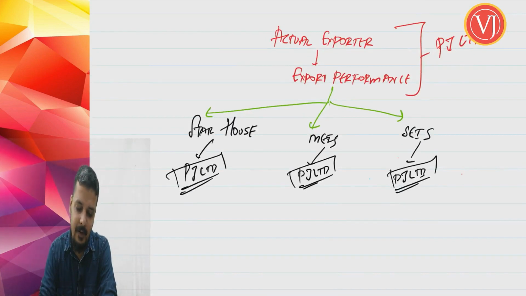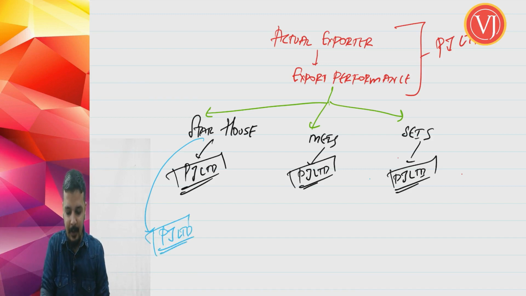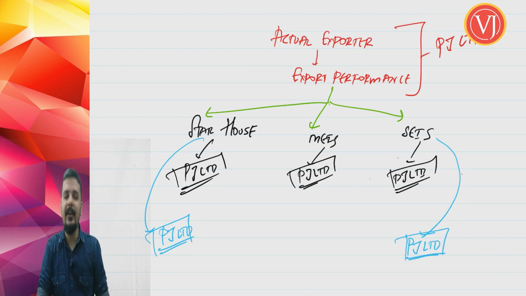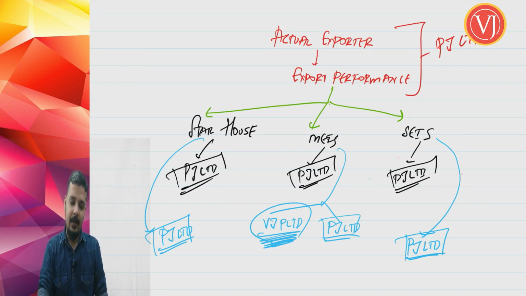And friends, the benefit of the star house, this is inclusion of export turnover in PJ Limited. The benefit of the star house can be claimed only by PJ Limited, and benefit of SEIS script can also be claimed only by PJ Limited. It is included in export turnover of PJ Limited. But benefit of MEIS script, though it is included in export turnover of PJ Limited, can be claimed either by actual exporter PJ Limited or even by supporting manufacturer VJ Limited.